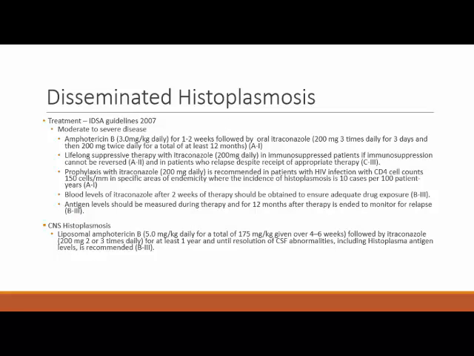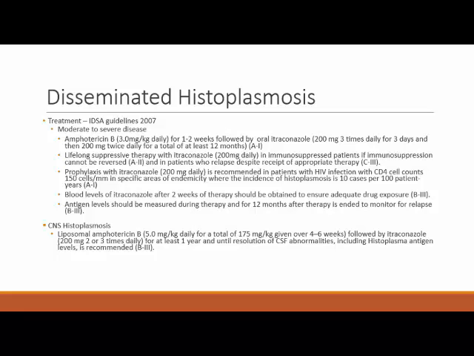So the treatment, this slide is a little bit more hefty, again from the IDSA guidelines. Treatment is recommended for all patients who have disseminated histoplasmosis. Again, there is an amphotericin B load followed by itraconazole. However, the treatment duration is much longer, for a minimum of 12 months. For patients who are going to be continually immunosuppressed, lifelong suppressive therapy is recommended with itraconazole daily, despite patients who have complete recovery. And this is an A2 recommendation from the IDSA.